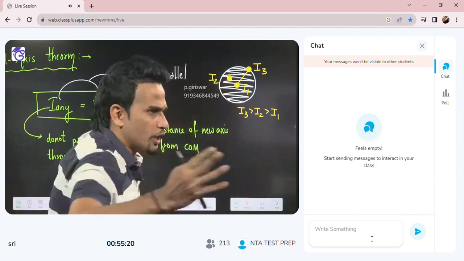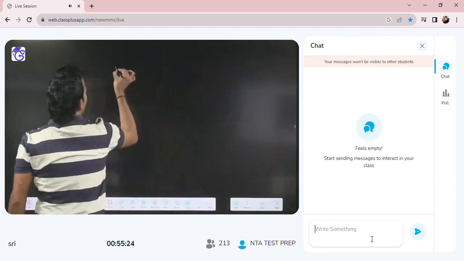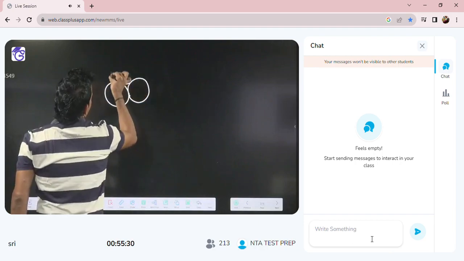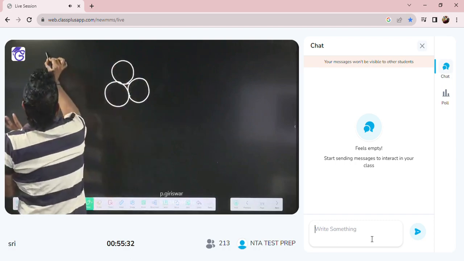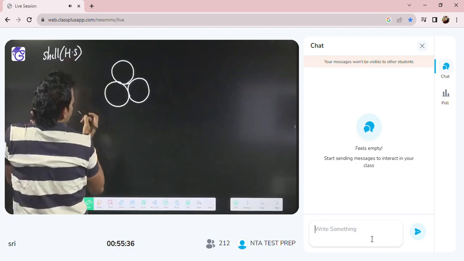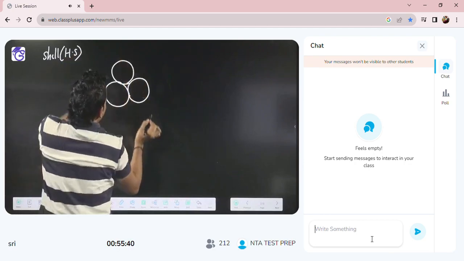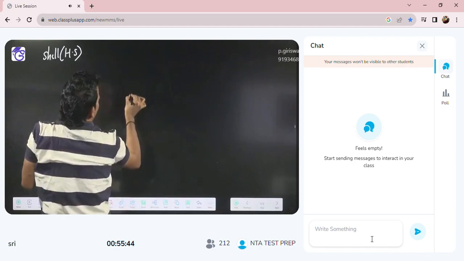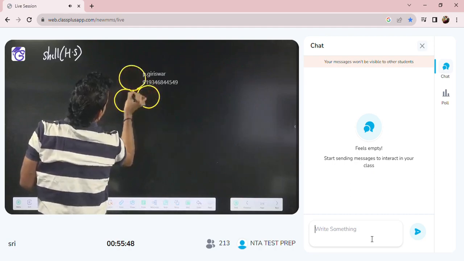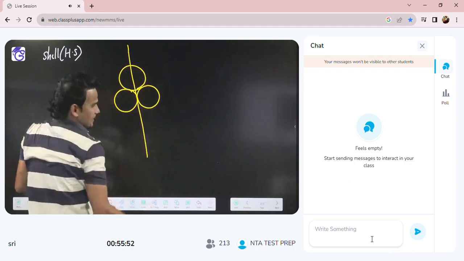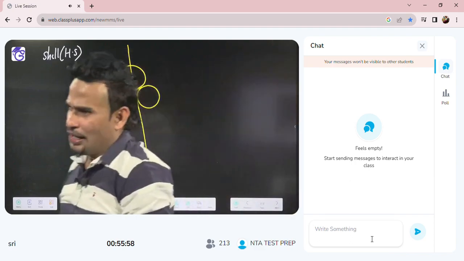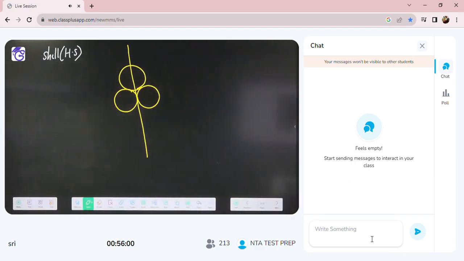I will give you one previous year NEET question. These are spherical shells. Shell means hollow sphere. All are identical. All have same mass m and same radius r. So these are 3 spherical shells. You have to tell me moment of inertia about this axis. So for every one you have to find moment of inertia, add them, and you'll get the answer.